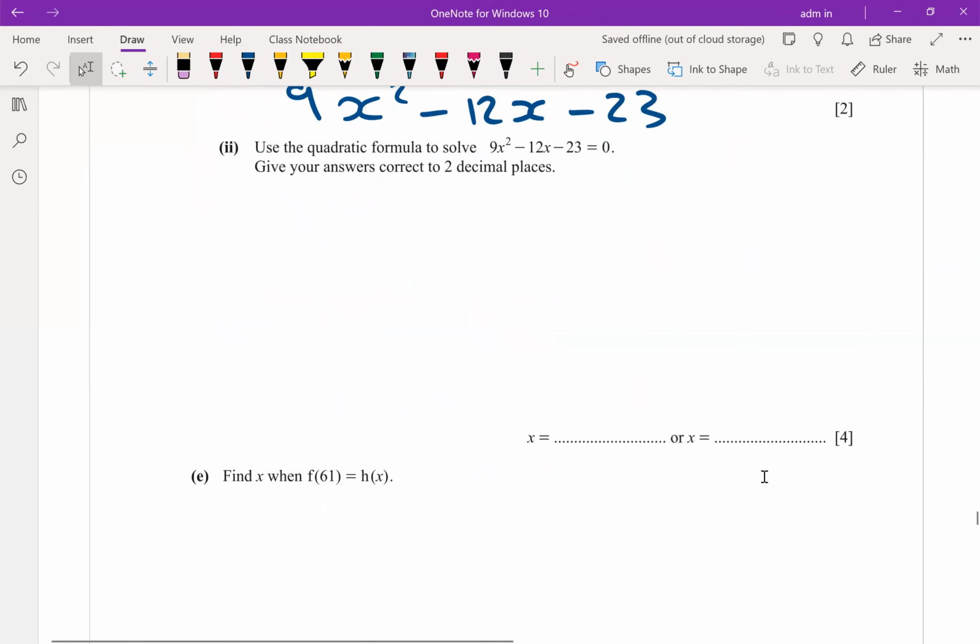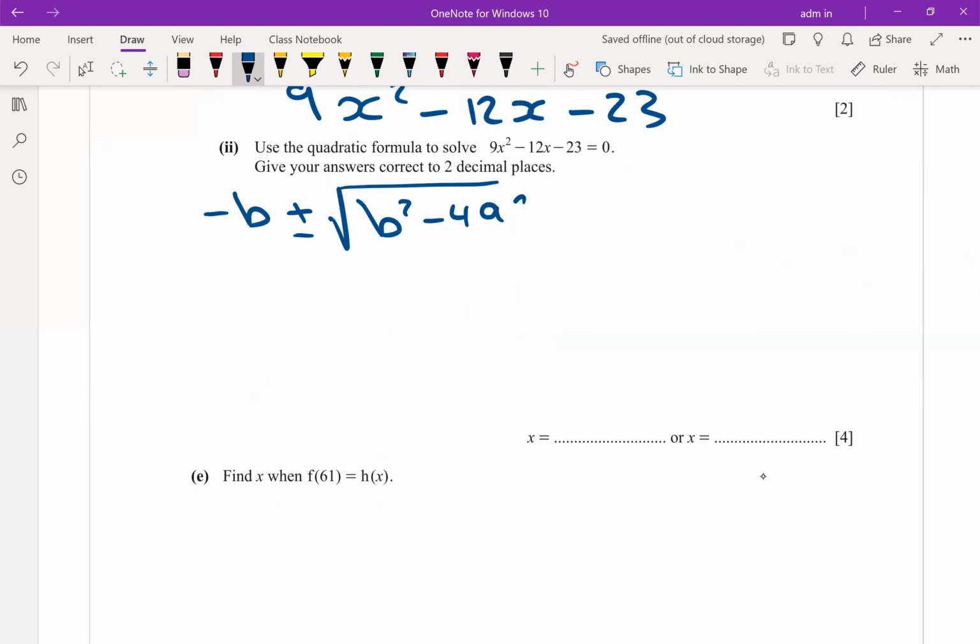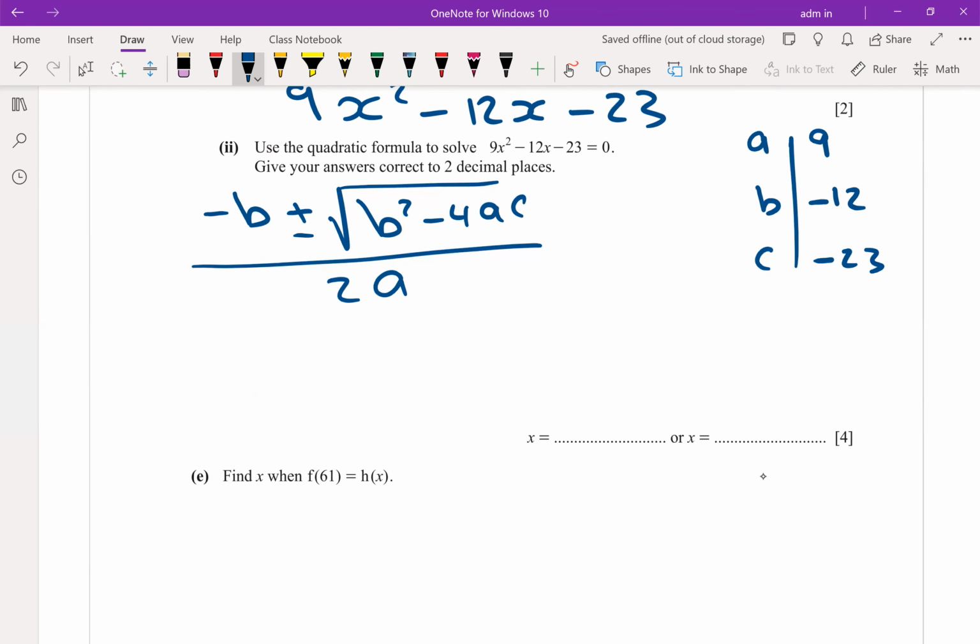Use the quadratic formula to solve the equation. Do you remember the quadratic formula? Negative b plus or minus square root b squared minus 4ac all divided by 2a. You have to get the values of a, b, and c. A is 9, b is minus 12, c is minus 23.